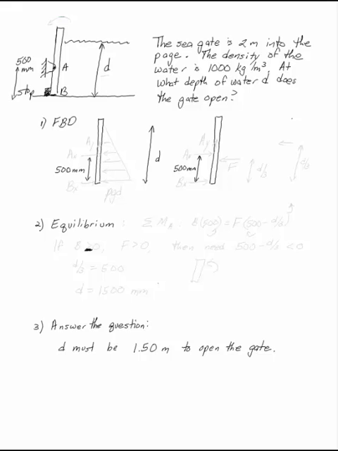The gate is 2 meters into the page. The density of the water is 1,000 kilograms per meter cubed. At what depth of water D does the gate open? You have to think about what it means for the gate to open. That means this gate is going to rotate that way and let water spill out over the top.